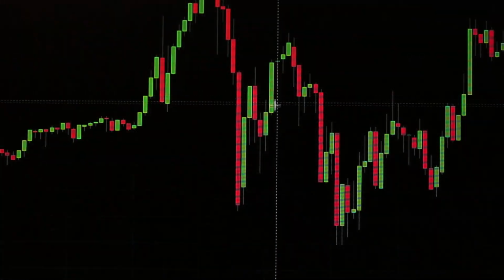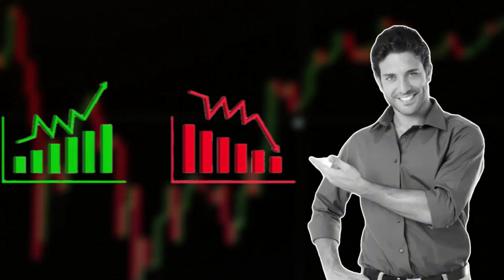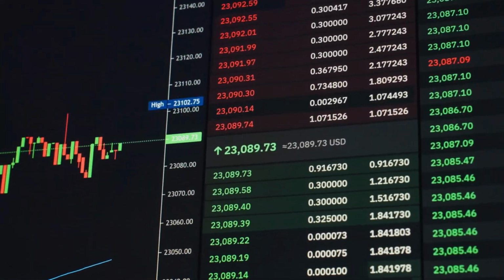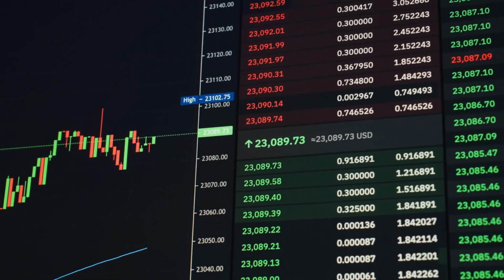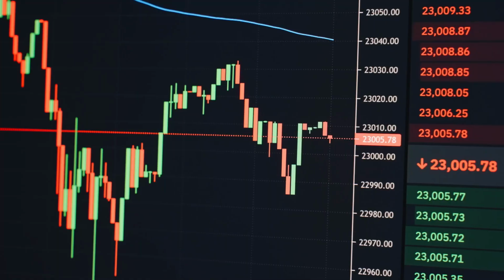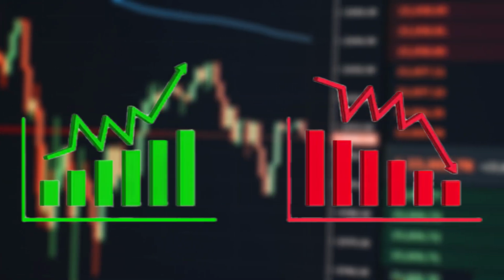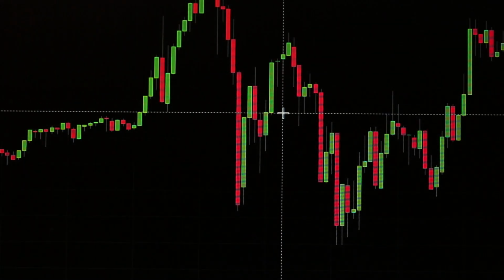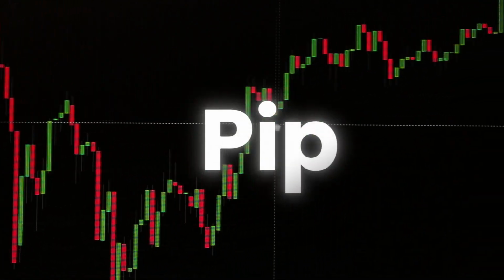Imagine this. You open your trading platform, you've got your analysis all set, but suddenly the market makes a small move, just a few ticks up or down. Now, if you're a beginner, you might think, how much does that really matter? Well, here's the catch. That tiny move, that single price change, could mean the difference between a winning or losing trade, and it all comes down to one tiny thing: the pip.